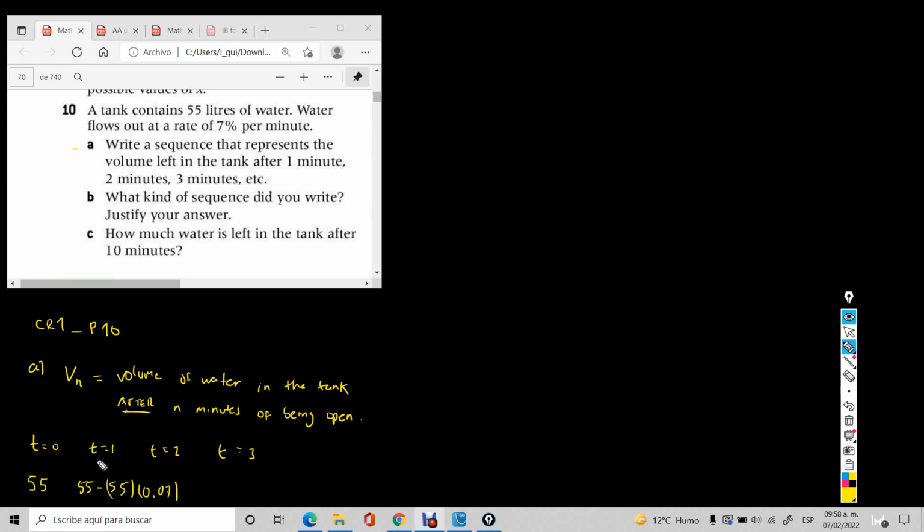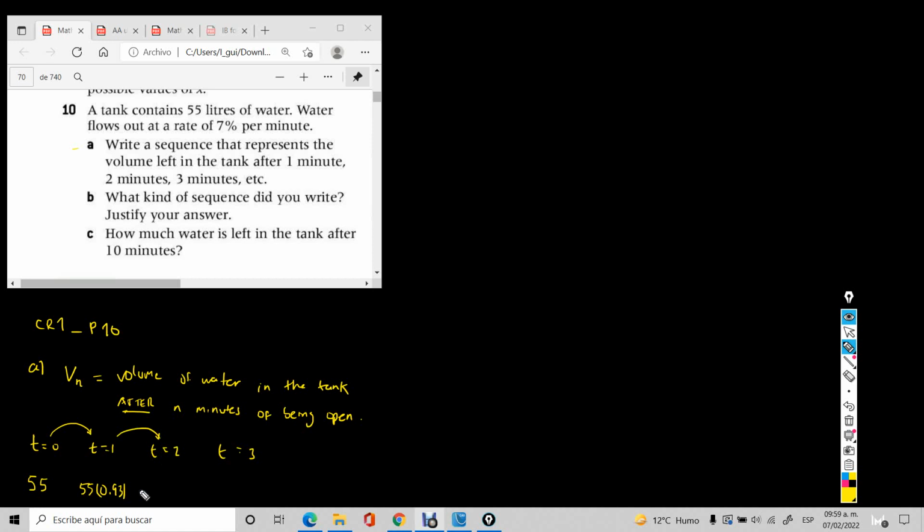In other words, you can see it this way, or you can see it in a simpler way: just 55 times 0.93. Because if through this minute 7% of this quantity has left the tank, then how much remains? It remains the 93% of 55, and that's a better way to look at it. So the volume at time 1 should be 55 times 93% of this original 55, and then another minute goes by.